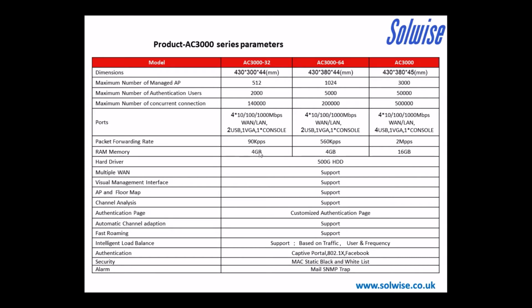The main difference between them, as I say, is the processor engine inside, and what limits these figures like the number of connected users is the maximum packet forwarding rate it can cope with, which on the lower model is 90,000 packets per second, and it goes right up to 2 million packets per second on the top of the range one. The rest of the specification is pretty much the same for all three. So it's got multiple WAN port capability. You can do heat maps for AP and RF coverage, channel-less, customized support authentication pages, automatic channel sorting, very sophisticated roaming, load balancing, various methods of captive portal, etc.